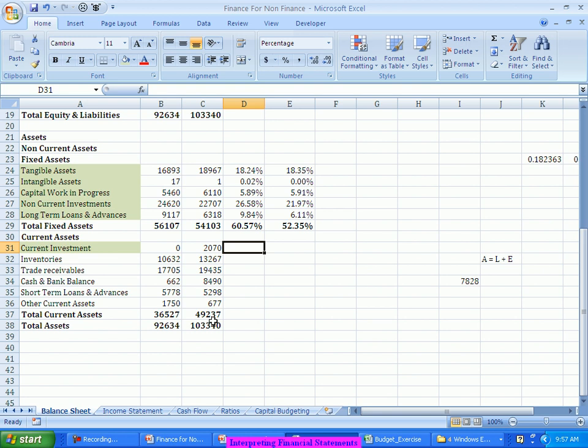So here also the important thing is, I will compare with my competitors. What are the competitors' numbers? So they have put almost 2% of their money in current investment. So probably if they combine these two, these are two different investments only, right? This is a non-current investment, this is a current investment. So both are investments somewhere else.